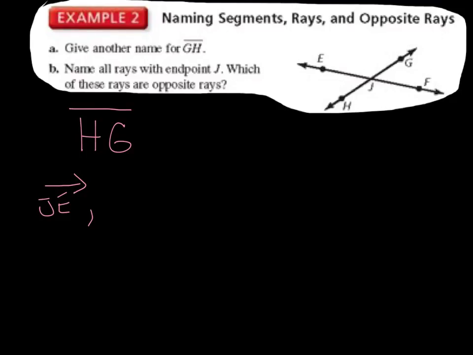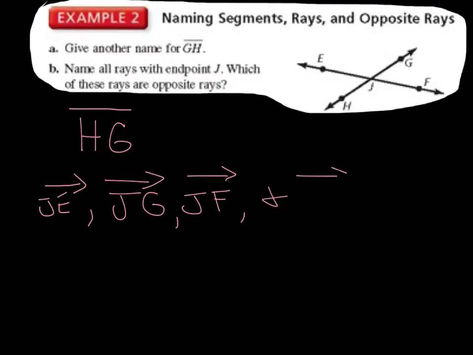And then you also have JG, with the ray going that way. It depends on how you want to write it. Sometimes I write my letters first, or sometimes I'll write the ray symbol first and then write my letters, or JF. And the last would be ray JH. So that's the first part, name all rays with endpoint J. And then which of these rays are opposite rays?